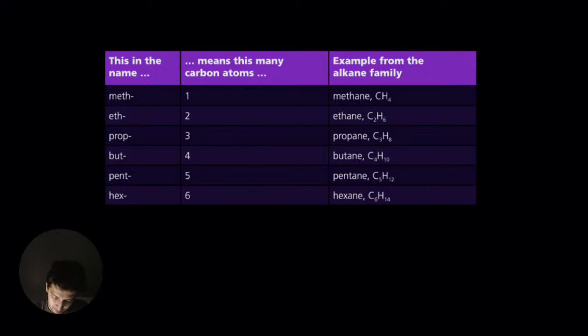Now over here, they've given us molecular formulas for them. Are you guys noticing something strange about the molecular formulas? They're increasing, but there's a very strong trend to it.